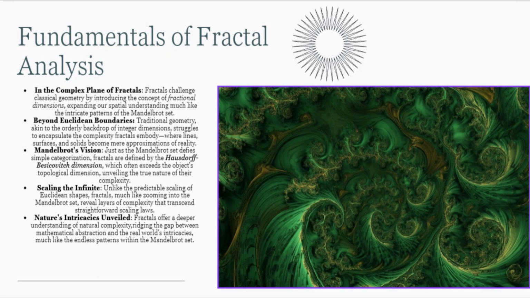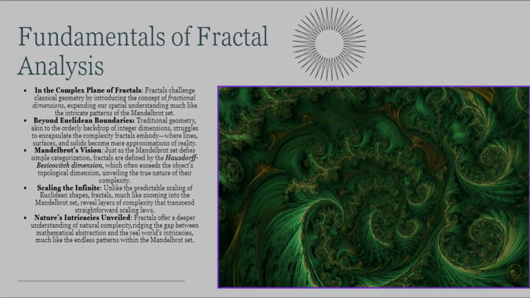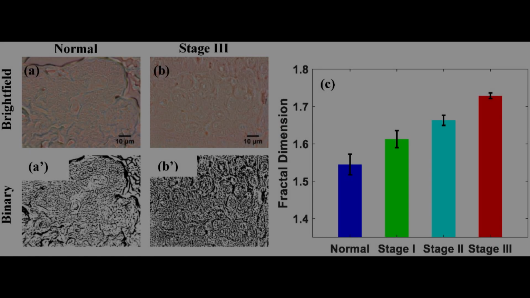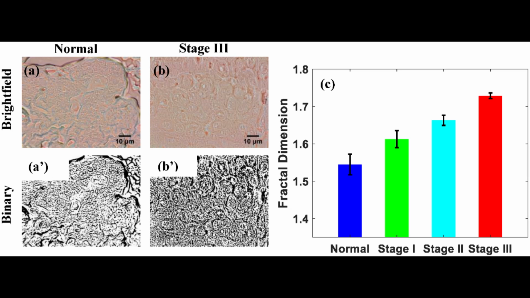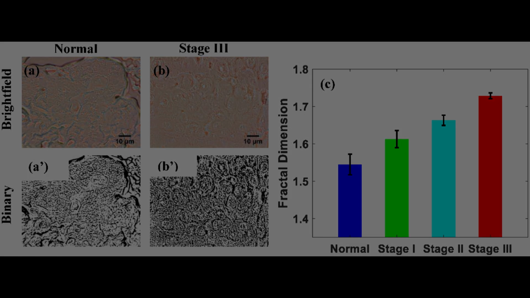Summing up, fractals, illustrated by the Mandelbrot set, defy classical Euclidean geometry by introducing fractional dimensions, like the Hausdorff-Besicovitch dimension, that better capture their complexity than traditional integer dimensions. Unlike the simple scaling of standard shapes, fractals reveal infinite, complex patterns when magnified. This property makes them essential for bridging mathematical concepts with the intricate, real-world complexity found in nature. Now that we have learned something very basic about fractals, let us move on to our main aim, cancer detection.